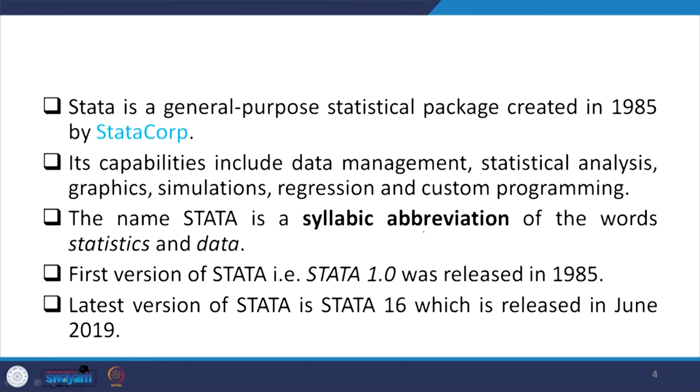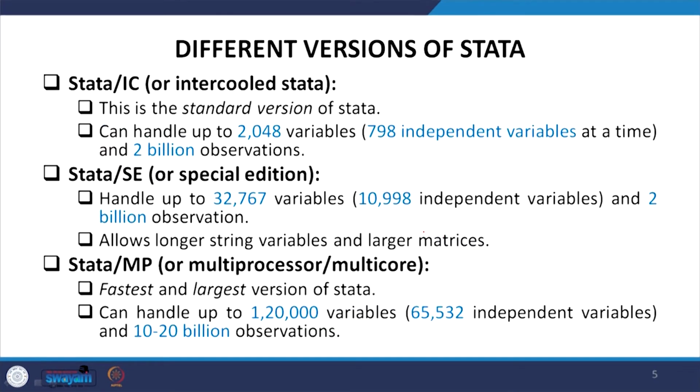So, the name Stata must be intriguing to you. Why is it Stata? It is a syllabic abbreviation of the words statistics and data. So, both pieces of information are combined together for the acronym Stata. The first version of Stata, Stata 1.0, was released in 1985. The latest version which you should procure for better understanding and analysis is Stata 16, released by Stata Corp in June 2019.